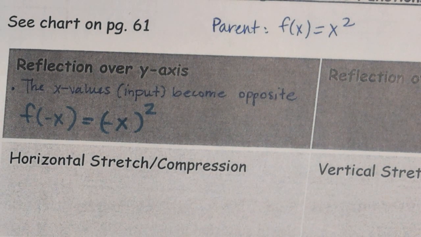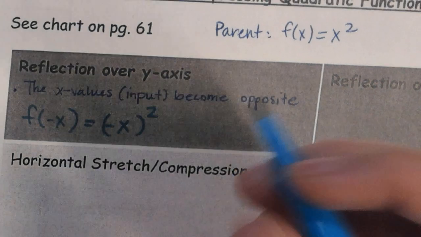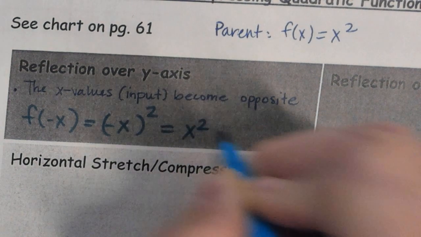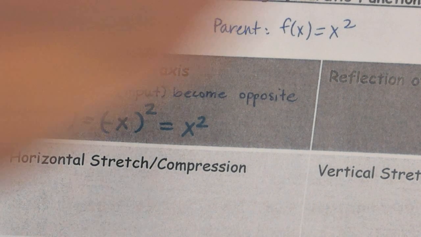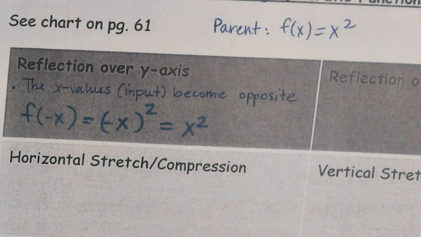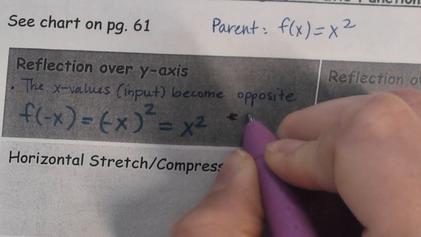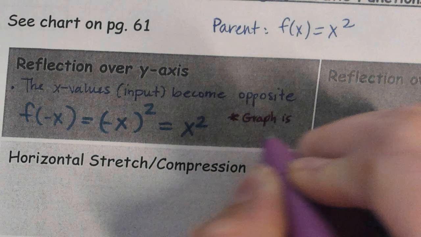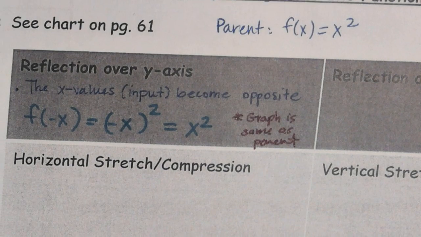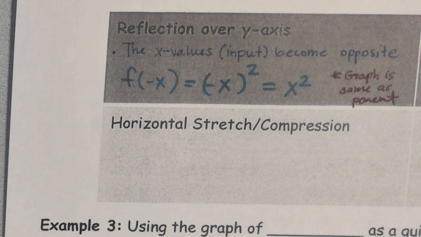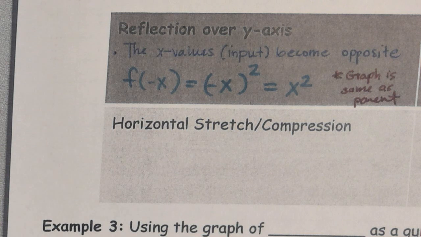And now I'm going to simplify. So negative x raised to the second power, that's just negative x times negative x. And when I multiply a negative by a negative, what do I get? A positive. So this is going to be x squared. See how that's the same as the parent function? So when I graph this, it is going to be the same. Okay, so the graph is the same as the parent. And we're going to look at this so we can understand why that happens.